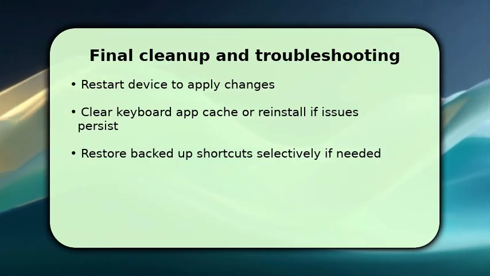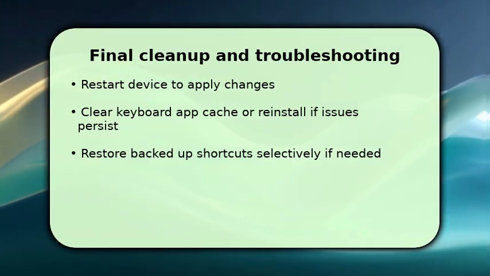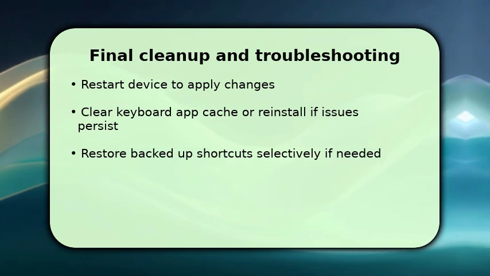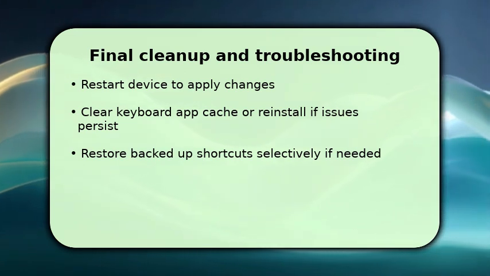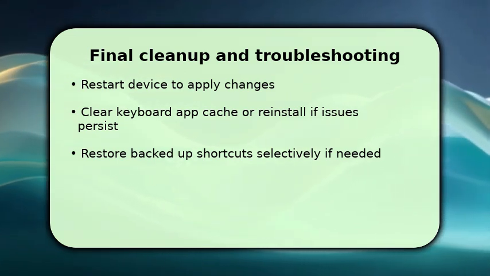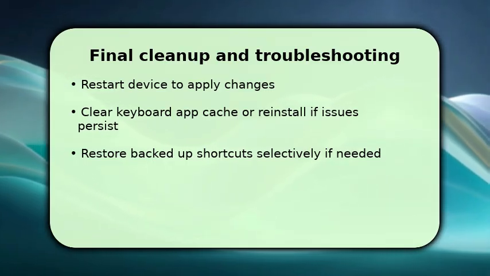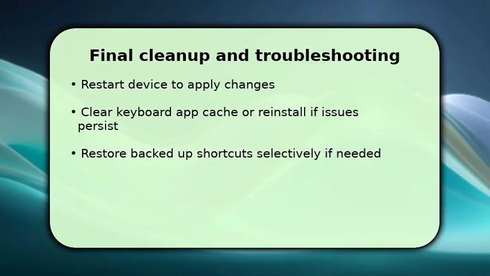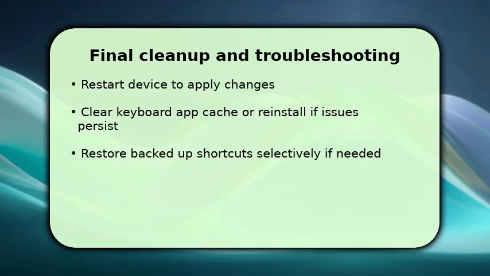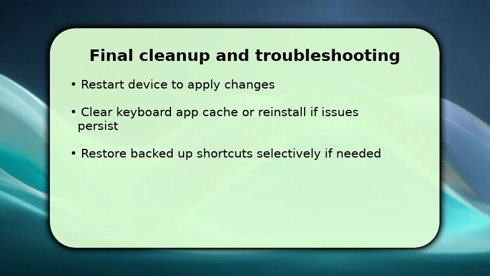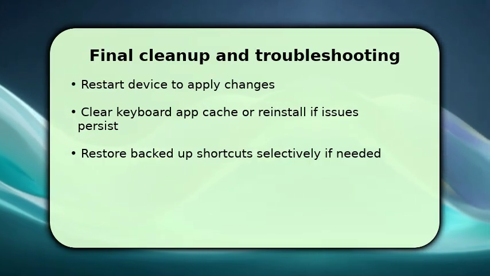If autocorrect persists, clear the keyboard app's cache or data on Android, or delete and reinstall the keyboard app. On iOS, toggle keyboards off and on or reset keyboard dictionary in General, Transfer or Reset. If you need one key troubleshooting tip, test in safe mode or with the default keyboard to isolate whether an app is overriding system settings.